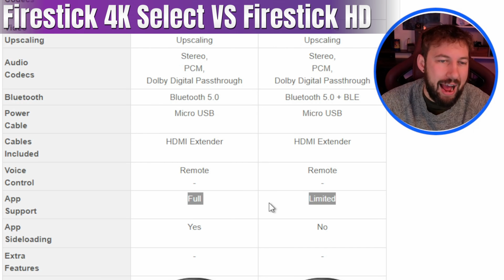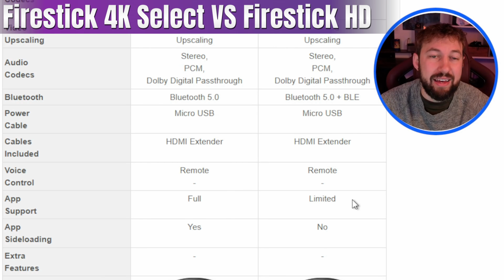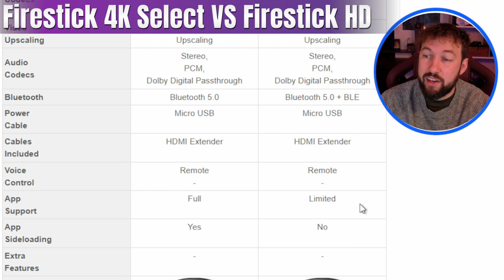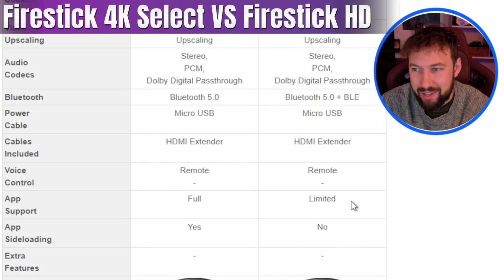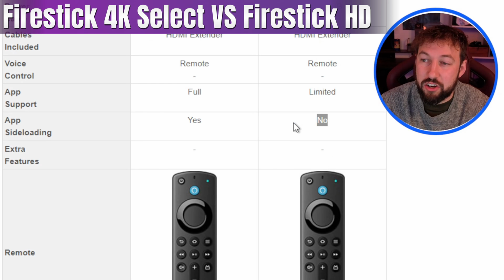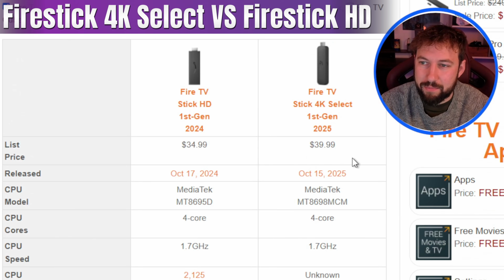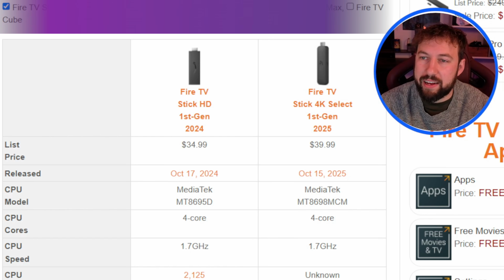Now you're going to see here app support. The reason why it says limited for Vega is because developers are still going to have to create new web-based apps for Vega. So all we're going to see at launch, I'm assuming, is the major streaming apps and maybe a few other things Amazon puts on there to try to make it seem full. But I don't think we're going to see a lot. And yes, no app sideloading on Vega. So realistically, the Vega Firestick most closely resembles the Firestick HD in terms of specs.